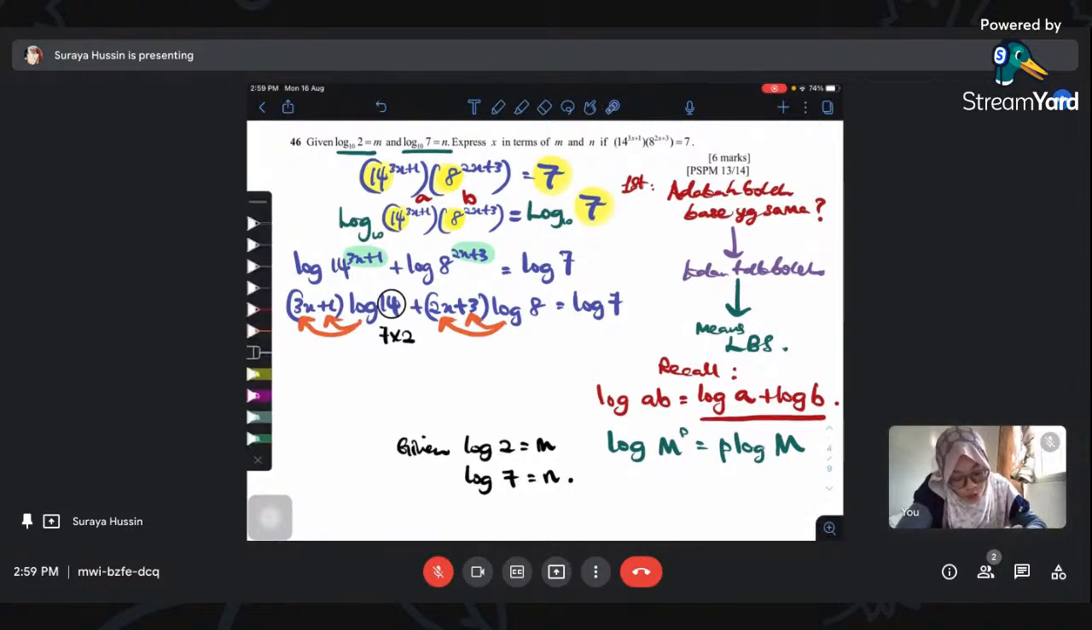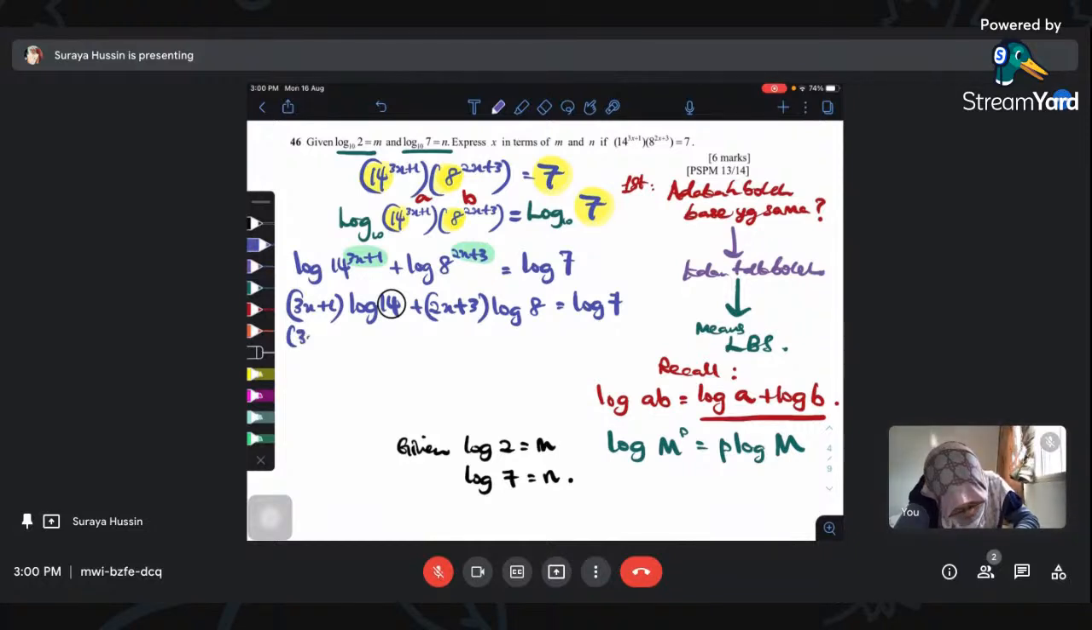And 7 times 2, kita ada dekat sini, log 2 and log 7. Kalau 8 ni pula, 2 darab 4. And then 4 ni boleh tukar jadi 2 kuasa 2. Panjang kan? So, actually kita tak perlu pun darab masuk. Tak perlu. What we can do is change this log 14 into becoming log 7 times 2.